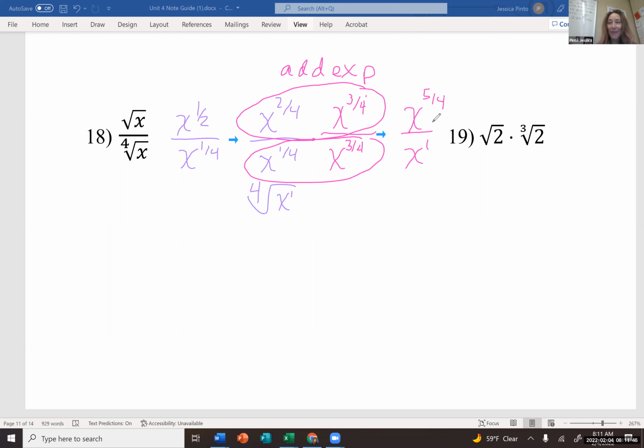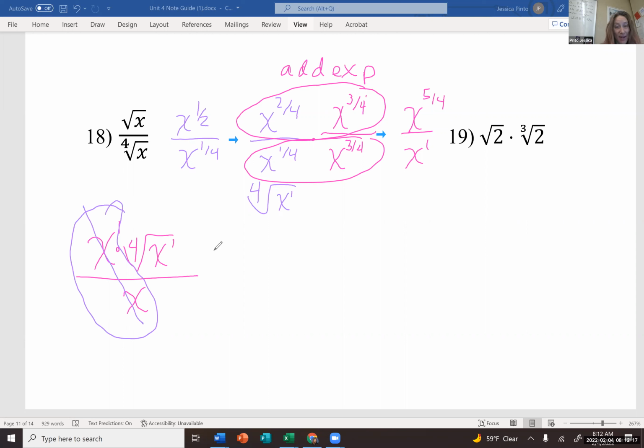One more step, we want to put it in radical form. So again, we know that 5 over 4 from our previous problem is 1 1/4. So this is going to be x to the first power times the 4th root of x to the first power, all divided by x. Oh, cool. I notice a monomial that can be simplified. And here, these will cancel out, giving me my final answer, which is a big surprise to me, of just the 4th root of x to the first power.